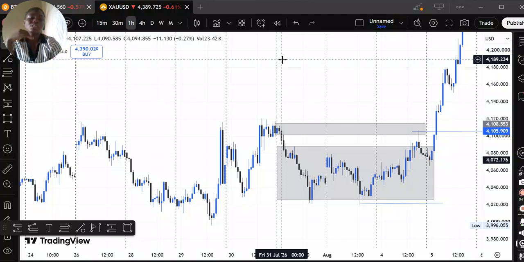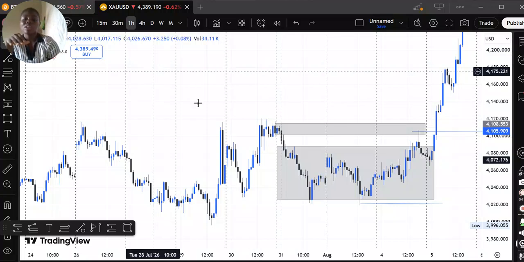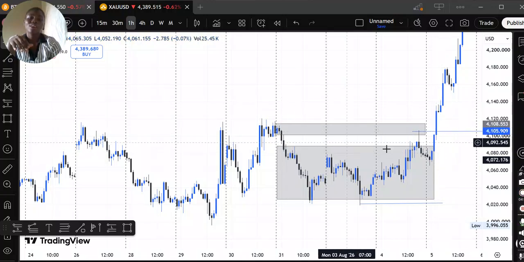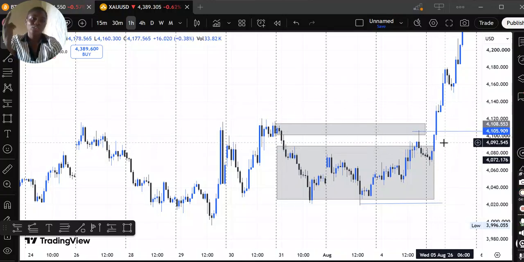There are qualities to these things, like I already mentioned, the displacement and the break of structure, which you can see at this point. There's a break of structure, and there's also a displacement across it. Those two things are very solid while you spot your breaker block, right?